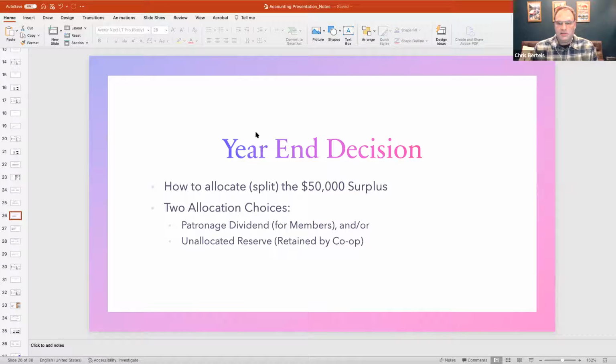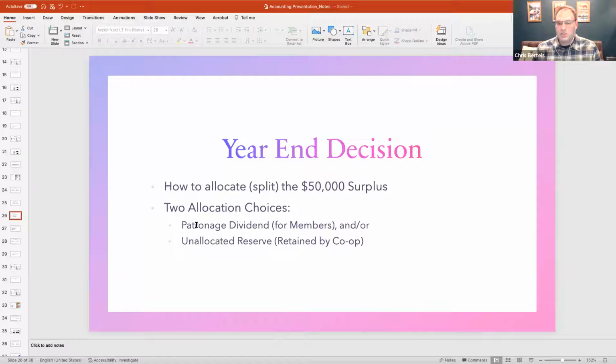So at the end of the year, there's a big decision that needs to be made as far as the surplus, and that is, how are you going to split that surplus between the patronage dividend, which is ultimately going to go to the members, and how much is going to go to the unallocated reserve, which is going to be retained by the co-op. It's never paid out to the members. You could allocate all $50,000 to the members, and then have the co-op retain zero.